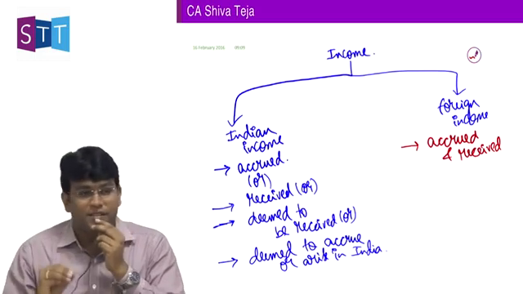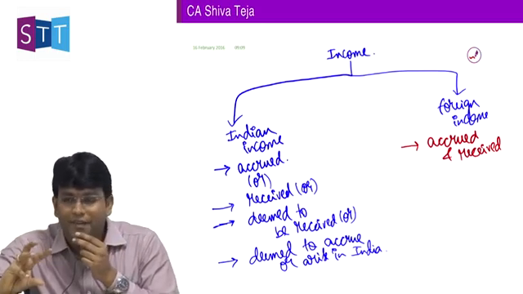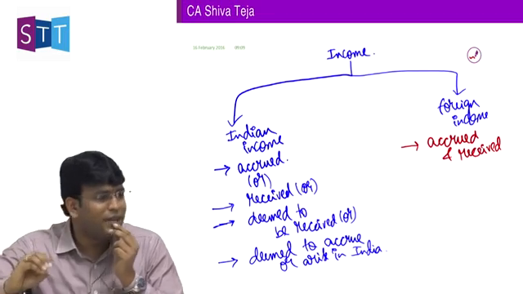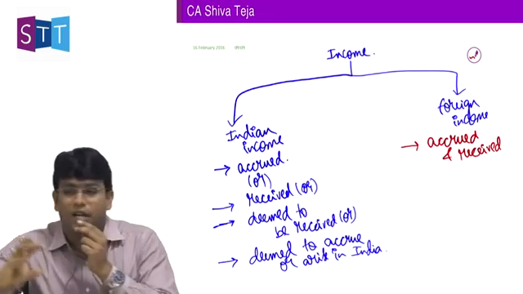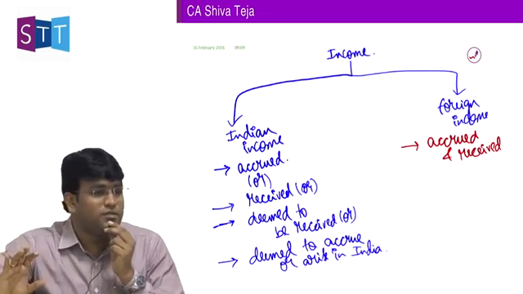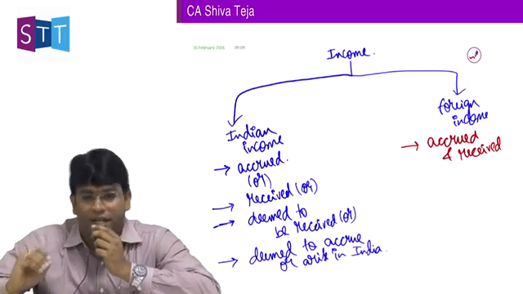I repeat once again, if accrual or receipt, any one of them is in India, or both are in India, we call it Indian income. Both outside India, we call it foreign income. Both outside India, what do we call it? Foreign income. Now, a terrific point to be understood, sir.